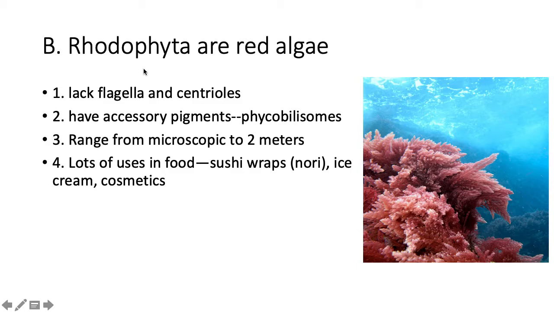All right, red algae, Rhodophyta. They lack flagella and centrioles. They have accessory pigments belonging to the class phycobilisomes. Phycobilisomes include phycoerythrin, phycocyanin, and allophycocyanin. But phycoerythrin, I think of like red blood cells, okay? But they have accessory pigments, and that's why they're reddish in color. They can range in size from microscopic to 2 meters. And we actually use Rhodophyta or red algae in a lot of food, sushi wraps, ice cream, kind of like as a thickener, cosmetics as well.